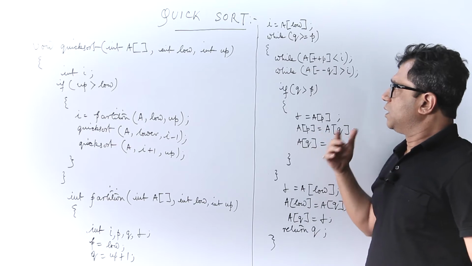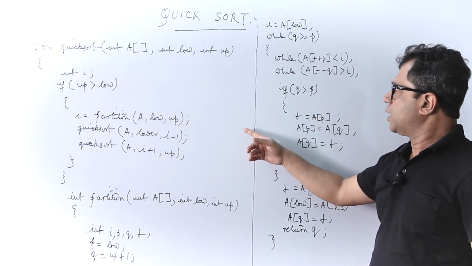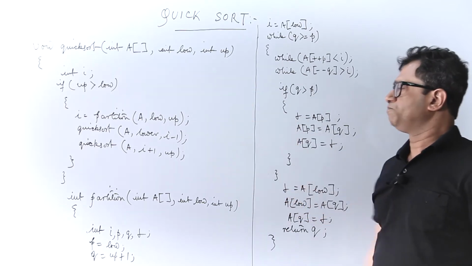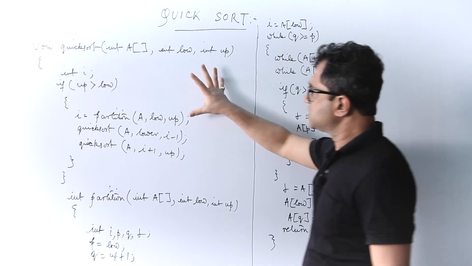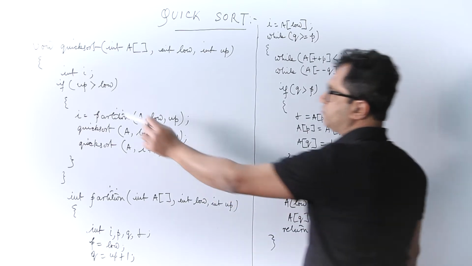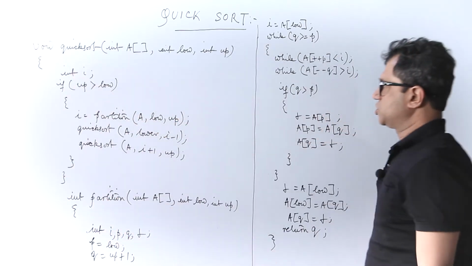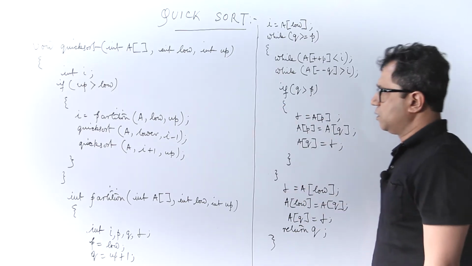So please go to that video and refer to it in order to understand this entire code of the quicksort algorithm. So let me just explain the algorithm. This algorithm consists of two functions: one is the quicksort function and another is the partition function. So we have written two functions in this algorithm.